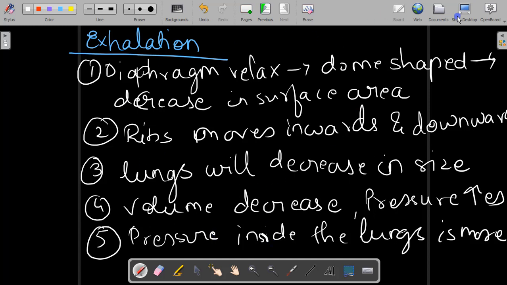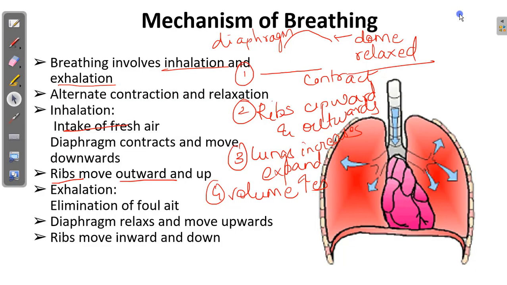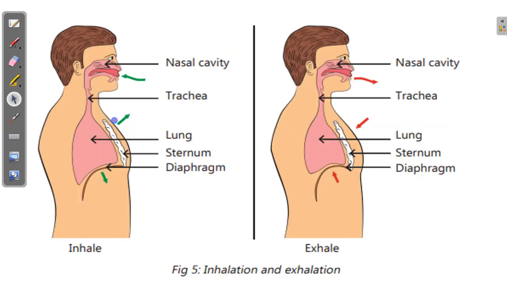So please remember two very important concepts here. What happens? First, the diaphragm contracts, and second, the diaphragm relaxes. If the volume increases, pressure decreases, and air always moves from the region of high pressure to low pressure. Okay, this is about the mechanism of breathing, exactly why oxygen rich air comes in and carbon dioxide rich air goes out.